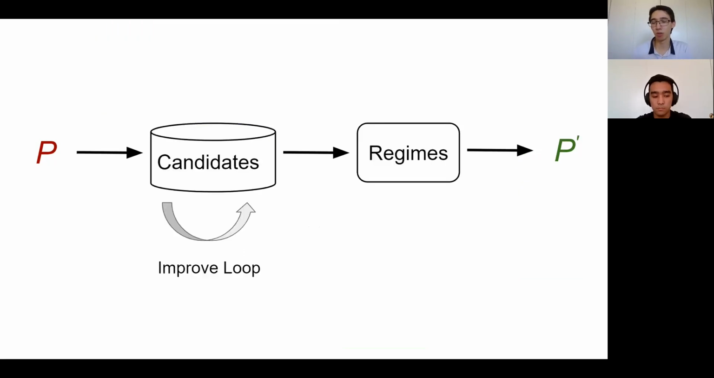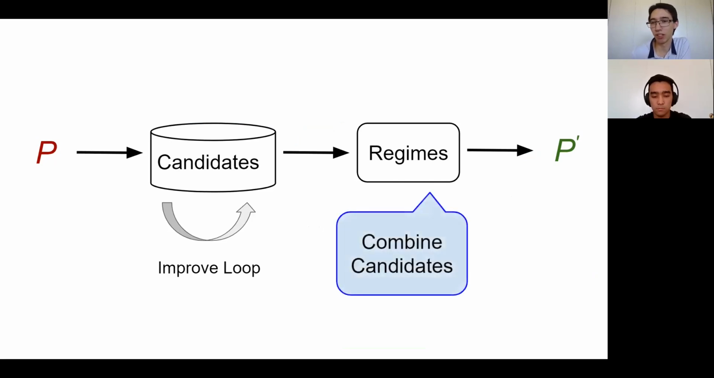We call the algorithm that performs this transformation regimes. The regimes algorithm is a dynamic programming algorithm that combines candidates optimally given a fixed number of branch conditions. That way, you know that your P prime is the best you could do given the candidates that Herbie found. However, regimes only works well when you have lots of good candidates in the database already.